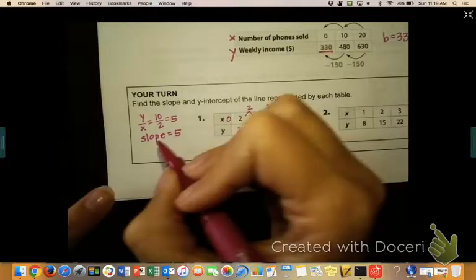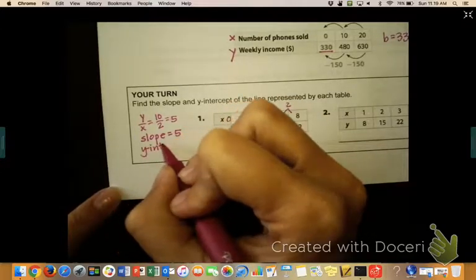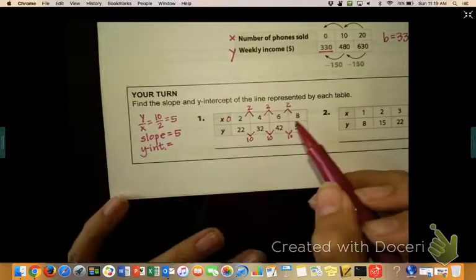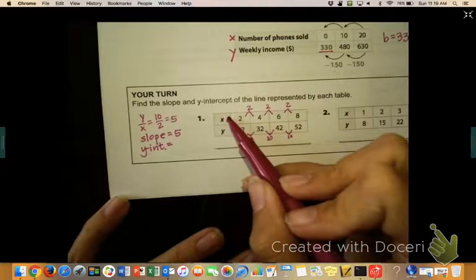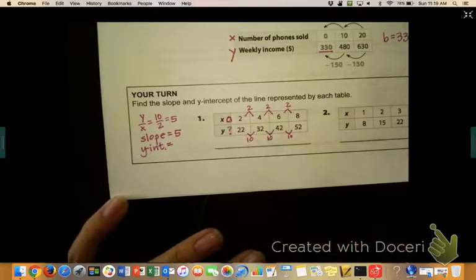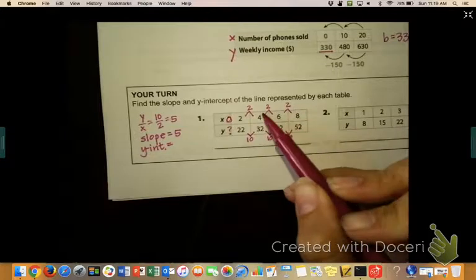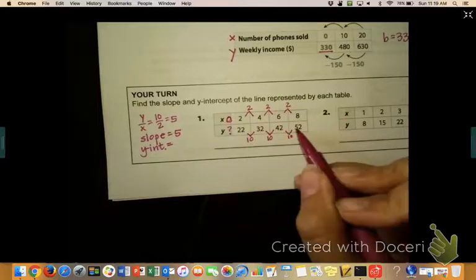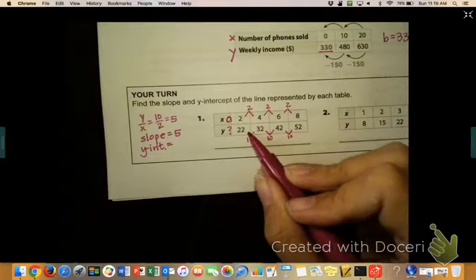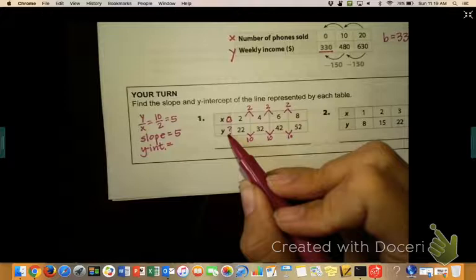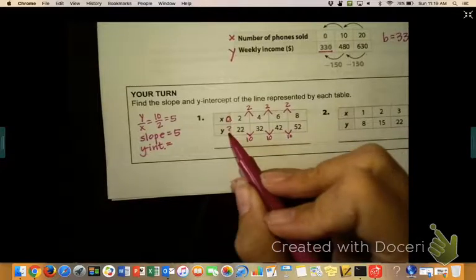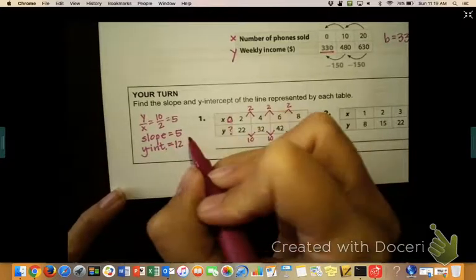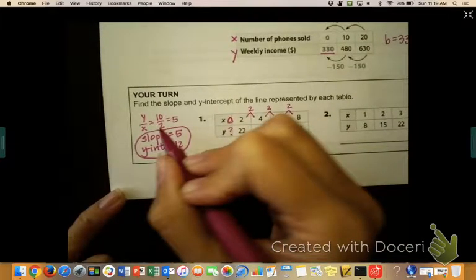Now we need to find the y-intercept. The y-intercept, I'm just going to abbreviate it y-int, is represented by whenever x is 0, what would y be? So let's just work backwards. If we were at 8, 6, 4, 2. Skipping by 2 more would get us to 0. And if we're going down by 10, 10, 10, it would be 10 more to get to our y-intercept. So 12 minus 10, or sorry, 22 minus 10 is 12. So our slope is 5, and our y-intercept would be 12.